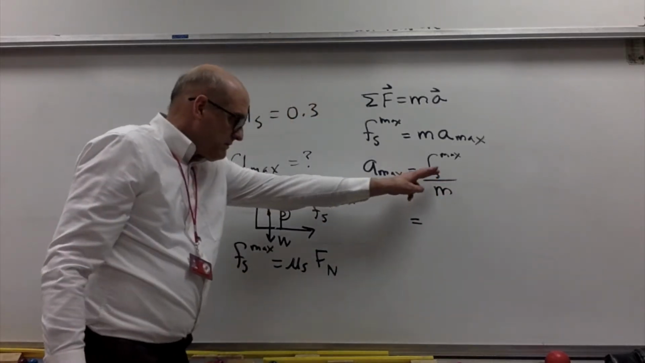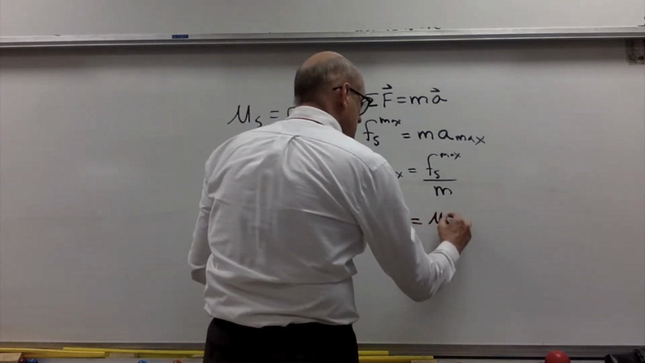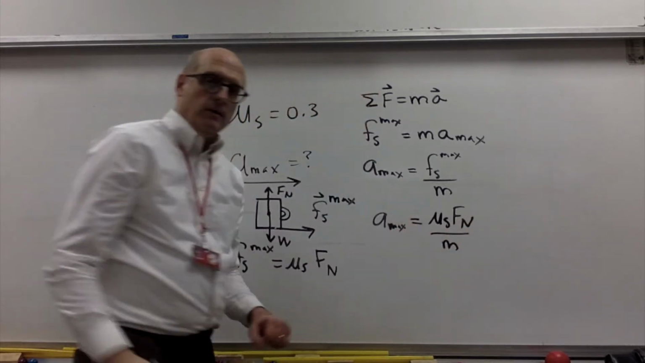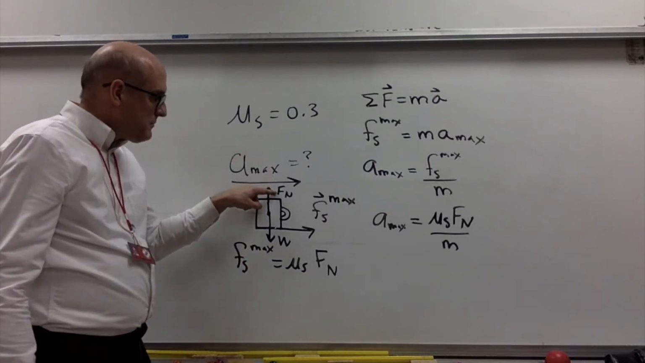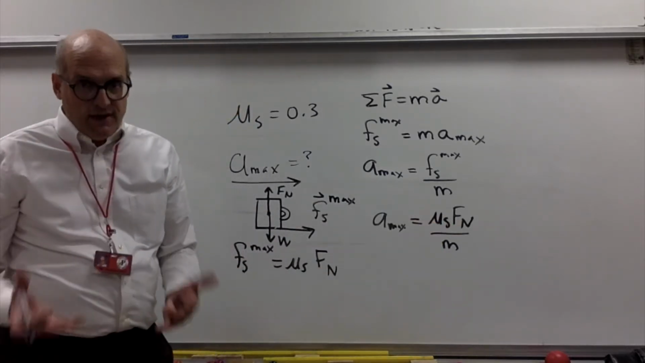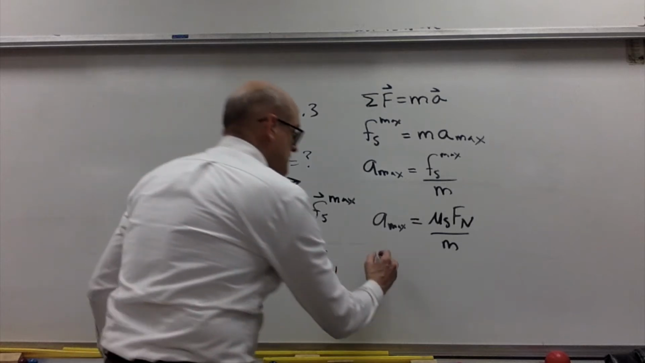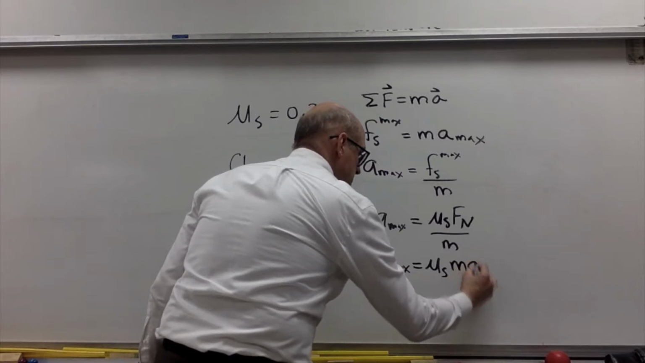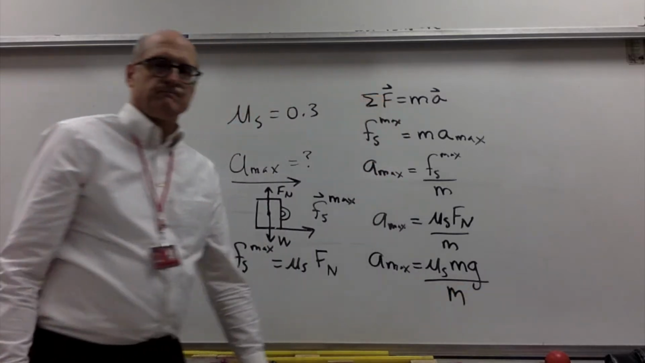But the maximum force of static friction is equal to the coefficient of static friction times the normal force. And from Newton's second law, since there's no vertical acceleration, as we said earlier, the magnitude of the normal force must be equal to the weight. But isn't weight, from Newton's second law again, equal to the mass of the cup times the acceleration due to gravity? So we have A max is equal to mu(s), the coefficient of static friction, times the mass of the cup times the acceleration due to gravity, divided by the mass of the cup.